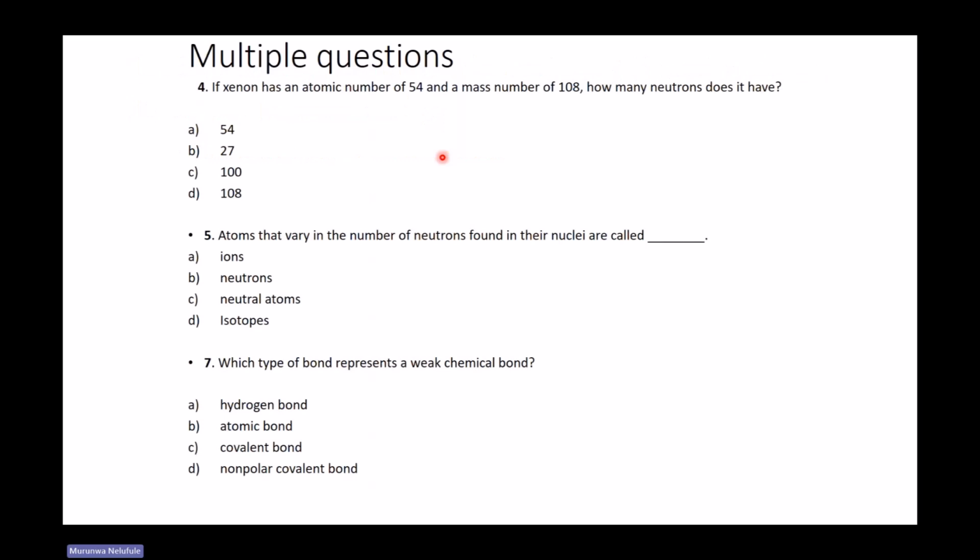All right, let's go back to multiple choice questions. If xenon has an atomic number of 54 and a mass number of 108, you're gonna need your calculators now. How many neutrons does it have? The answer is A, 54, because the mass number, 108, is the neutrons plus the protons, and the atomic number is the protons. So 108 minus 54 makes 54 neutrons.